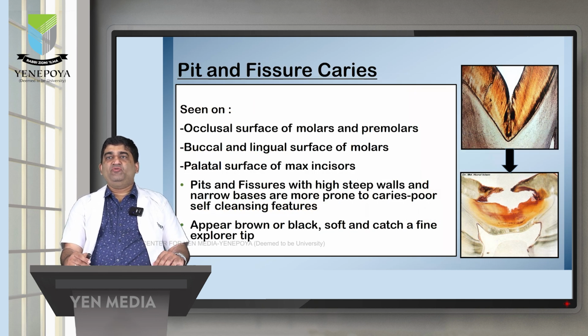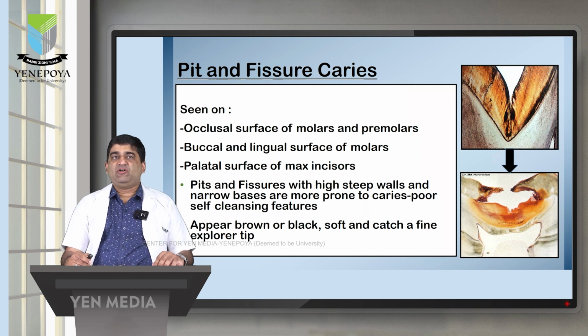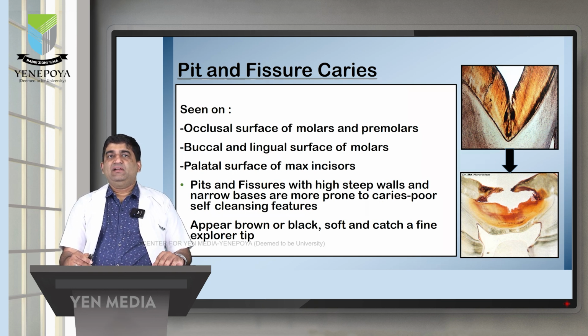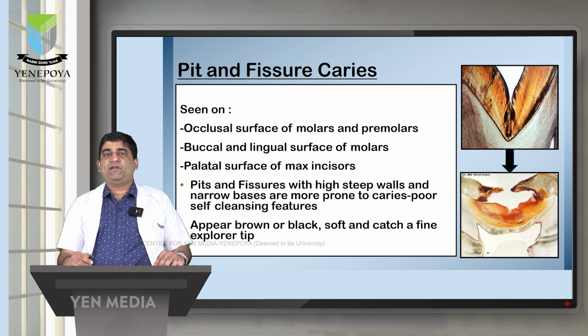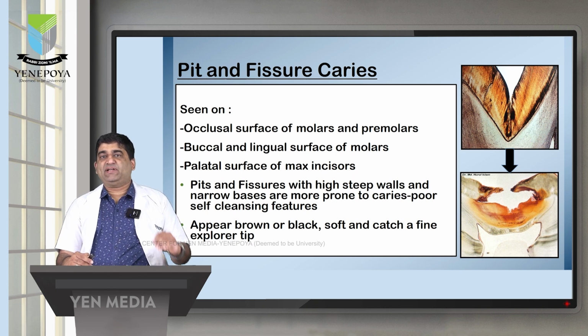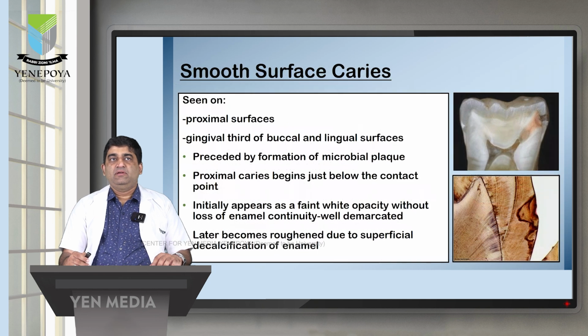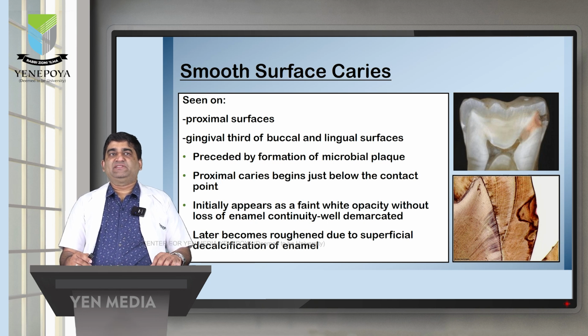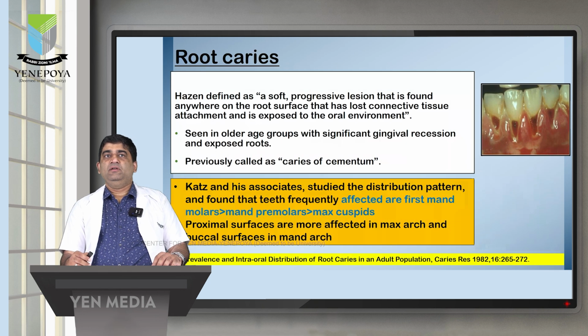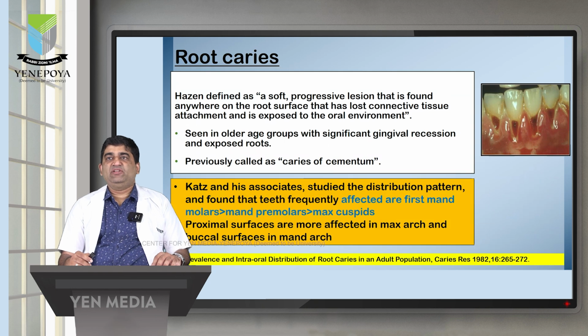Now, a few points about pit and fissure caries. It occurs on the occlusal surface of molars and premolars. It also occurs on the buccal and the lingual surface of molars. It appears brown or black and soft, and you get a catch on the fine tip of an explorer. Smooth surface caries is seen on the smooth surfaces, that is the proximal surfaces. It is also seen on the gingival third of the buccal and lingual surfaces. Root caries is seen on the root surface.